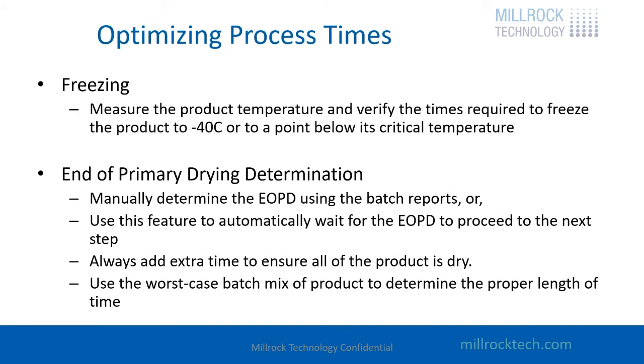So how do we optimize our process times? Well, it's fairly straightforward. First, you want to measure the product temperature and verify the times that are required to freeze the product to -40, or to the point below its critical temperature. For example, anything with sodium chloride in it or salt in it should probably be done to -50 rather than -40. -40 is a pretty classic temperature where most things are frozen by then. But again, if you have any organic solvents in there, they're not going to be frozen there. You want to go down as far as possible.